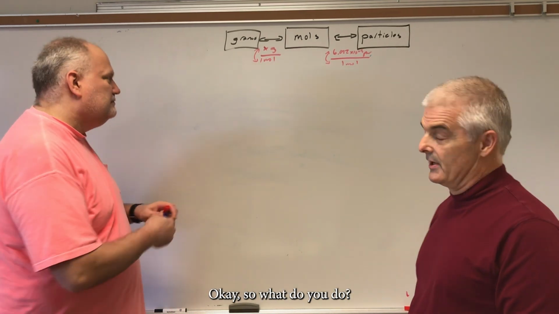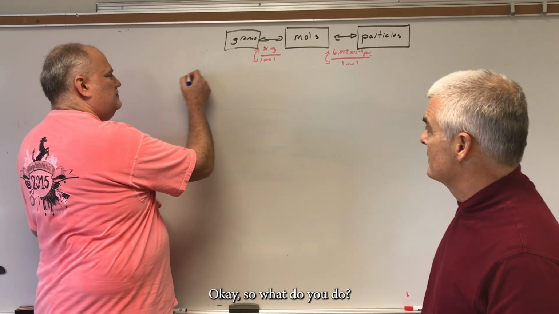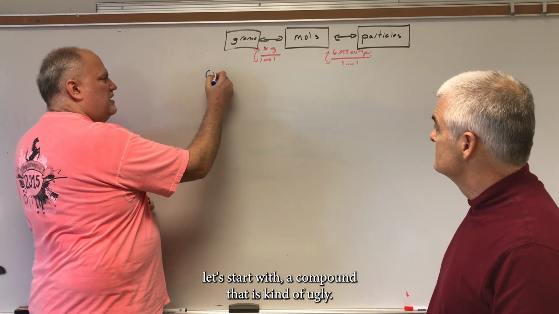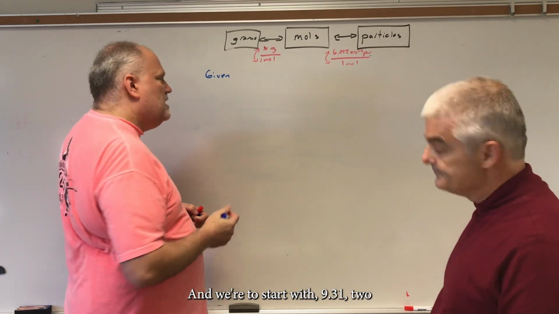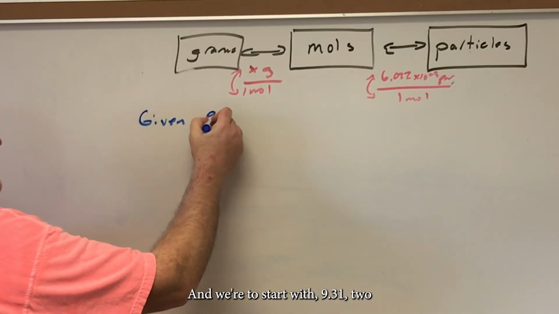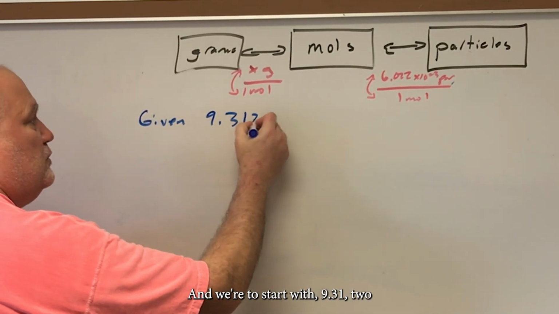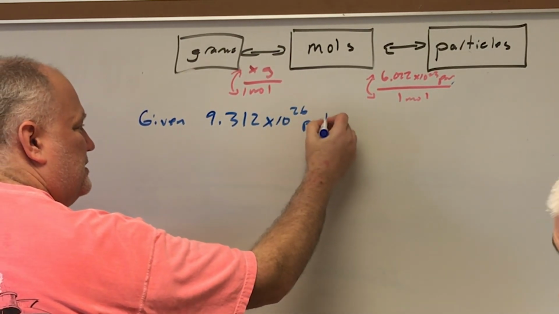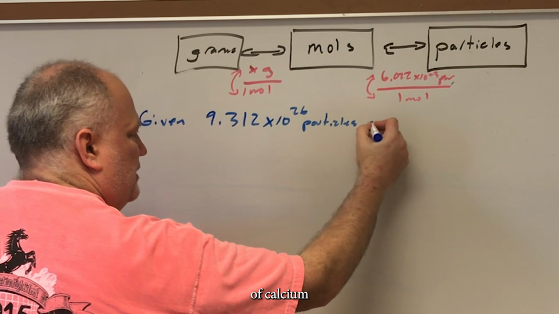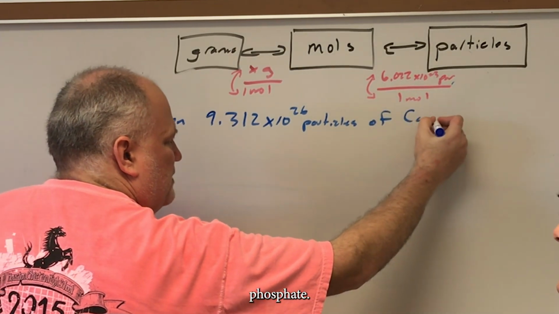Monster problem. Okay, so what are you going to do? Let's start with a compound that is kind of ugly. Let's start with calcium phosphate. Sure. And we're going to start with 9.312 times 10 to the 26th particles of calcium phosphate.